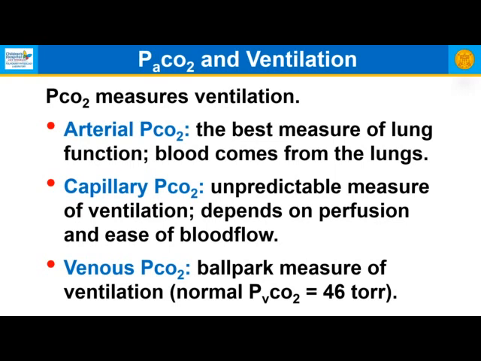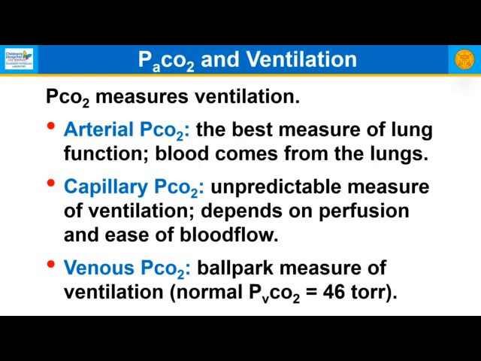So PCO2 measures ventilation. Arterial PCO2, again, is the best measure of lung function. Blood comes directly from the lungs. Venous PCO2, again, is unpredictable, depends on perfusion and ease of blood flow. And venous PCO2 is not entirely worthless. It can give you a ballpark measure of ventilation.